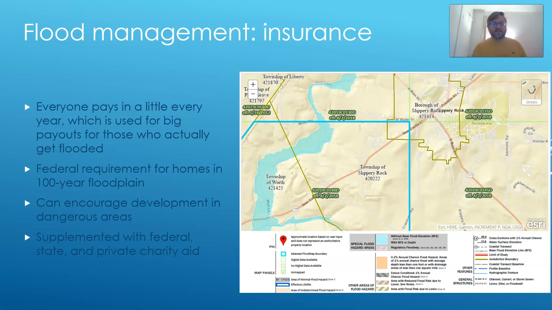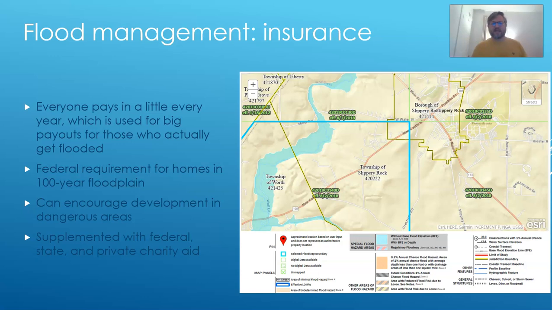The downside to flood insurance is it can encourage development in dangerous areas, because if you're like, oh, well, I got flood insurance, I don't need to worry about it, I'll get a payout if something happens. That can lead people to moving into dangerous areas because they feel like they can rely on flood insurance.